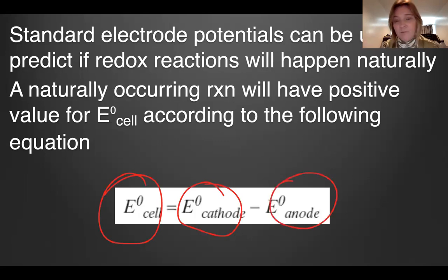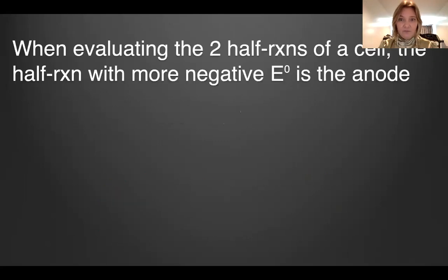potential of the anode. And the next question you might have is, well, how do I know which cell is the cathode and which cell is the anode? I will tell you. So cathode minus anode. When evaluating the two half reactions of a cell, the half reaction that has the more negative electrode potential is the anode, okay? Because remember, negative wants to be oxidized and oxidation happens at the anode.